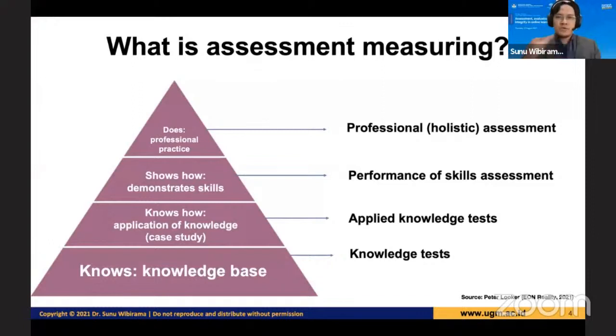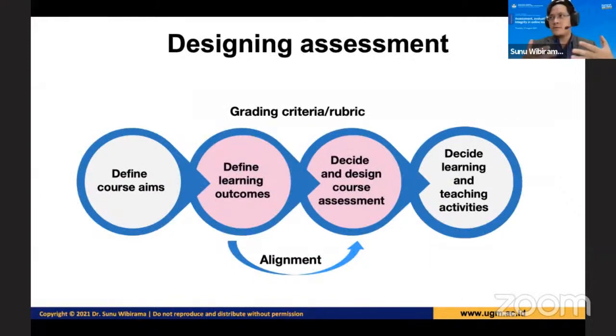And beyond all of that, of course, if you want to assess professional practice, you have to create a holistic assessment. It consists of performance, applied knowledge tests, and the knowledge test itself. And the second thing you have to take into account when you want to design assessment is, of course, your learning outcomes.